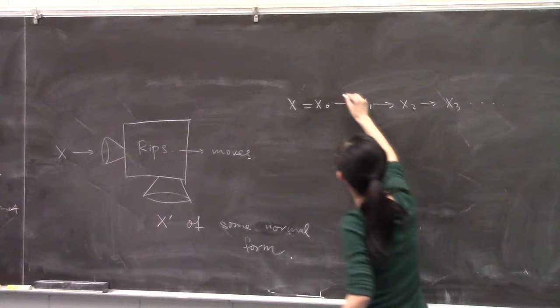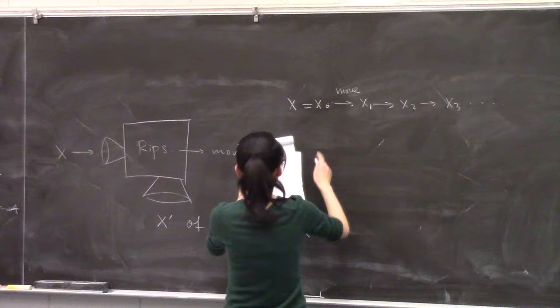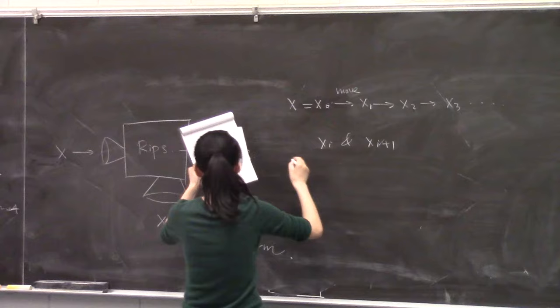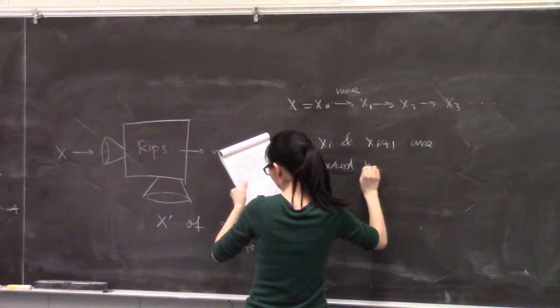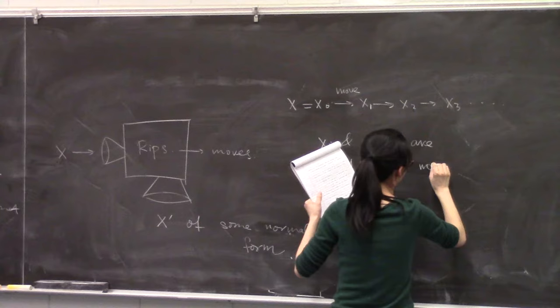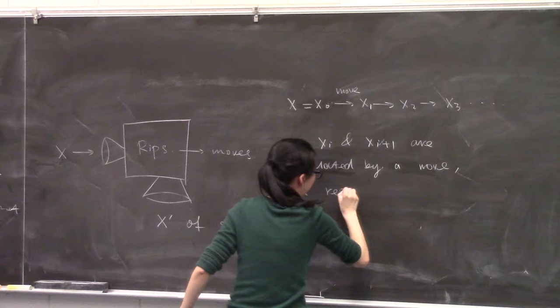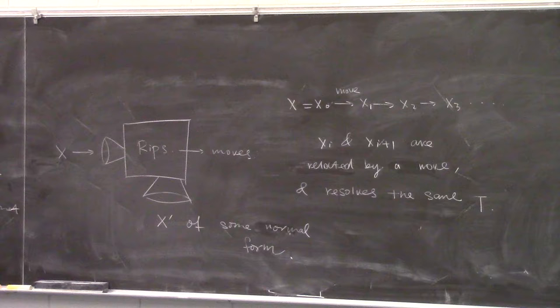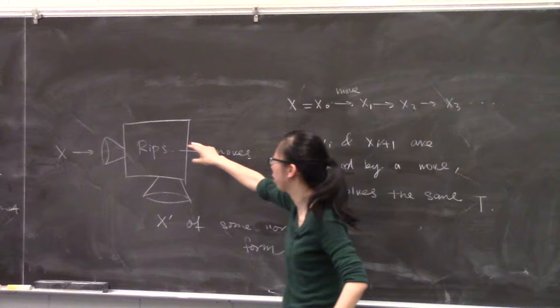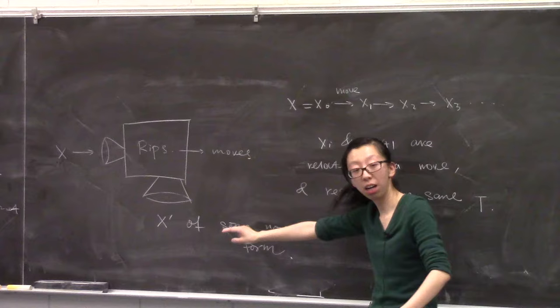Okay, x3 and so on. So each one is a move. When we do the move, xi and xi plus 1 should be related by a move and resolve the same tree. Okay, give me a tree, I resolve it, I have a band complex, go through the process, I'll give you a better complex, resolve the same tree, but a better complex in a standard form.